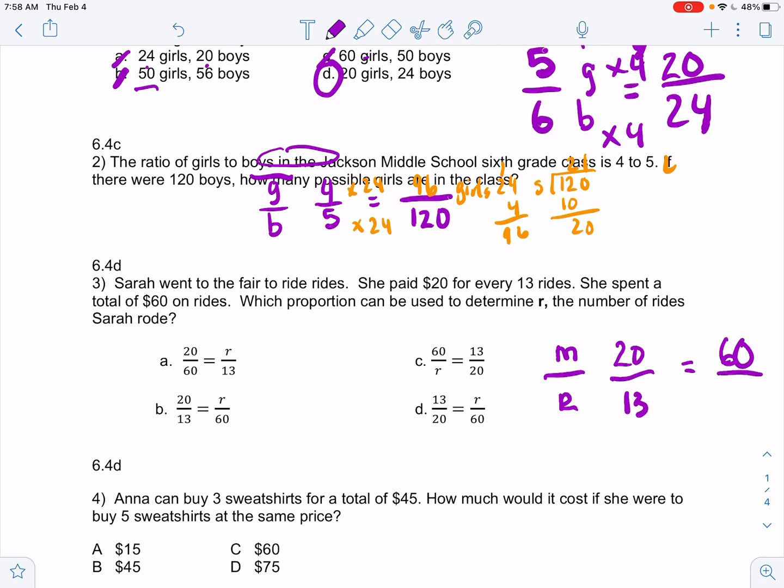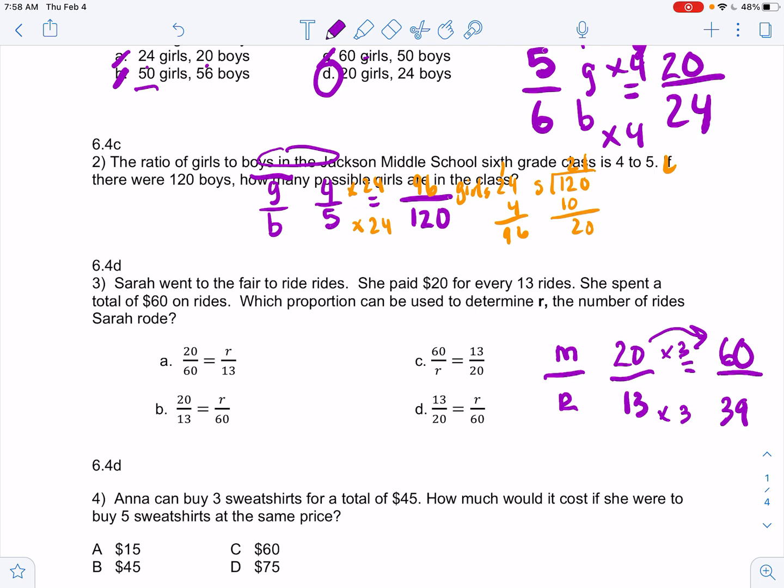$20 over 60, if you're going to get 20 to 60 would be times 3, right? So 13 times 3 would be 39. But they're not giving us 39. They're just wanting us to figure out which proportion would work here.